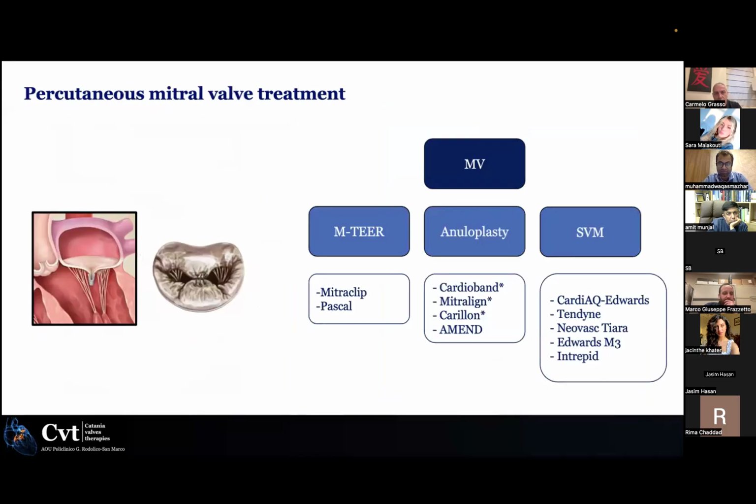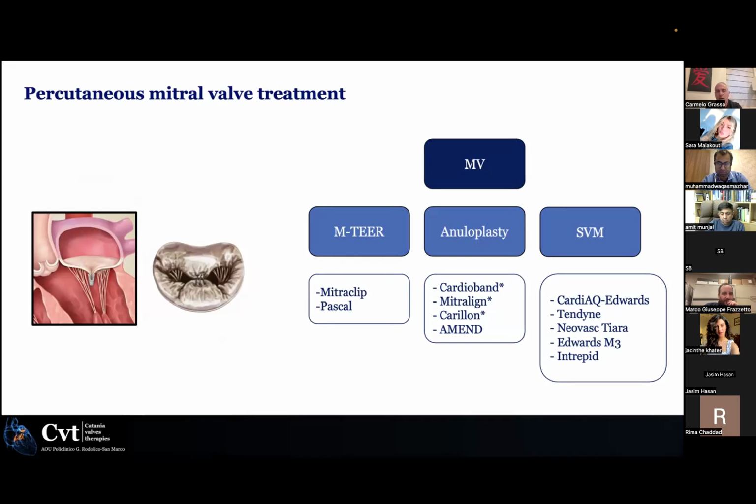But still we know that surgery cannot treat all the patients, and it is mainly due to the comorbidity and the high risk of the patient. So as interventionalists, we very often copy what the surgeon does, and this is the case even for the mitral valve. So there were many devices that came to treat the mitral regurgitation.